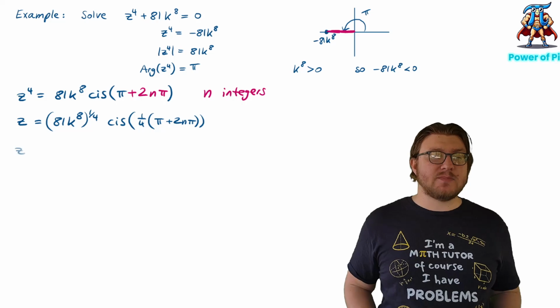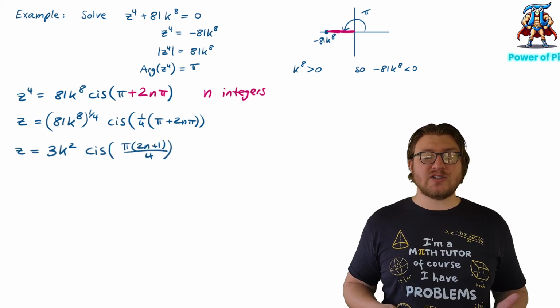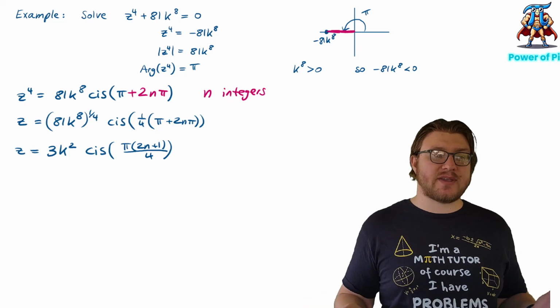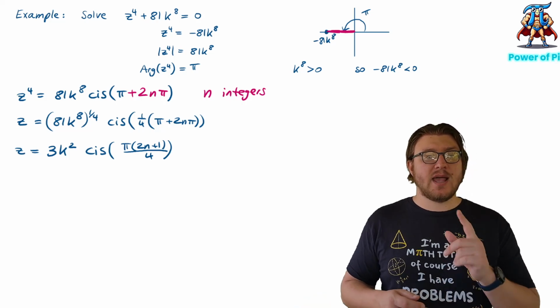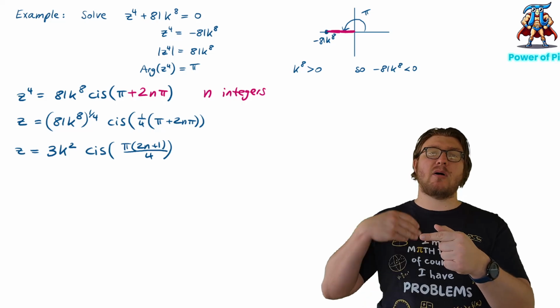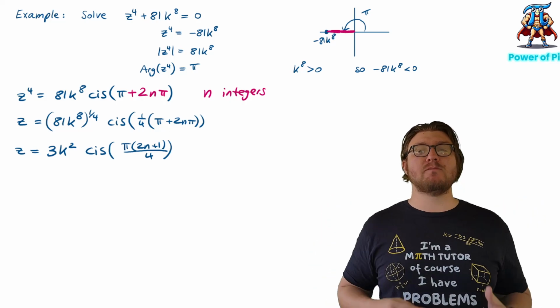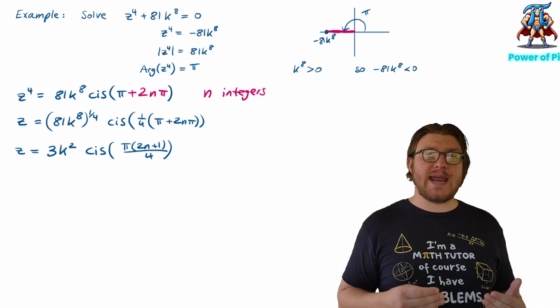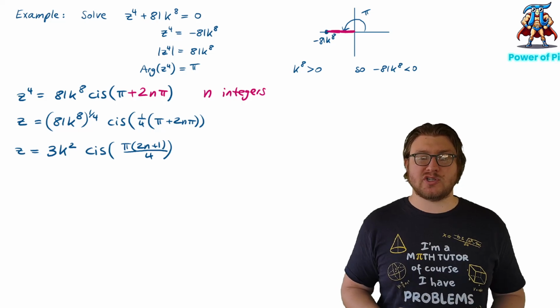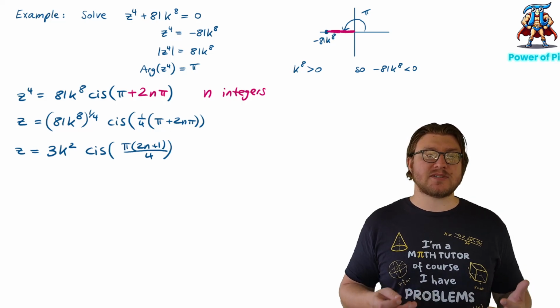Well, here we can simplify a little bit. 81 to the power of 1 over 4, just chuck that in the calculator, it's going to be 3. k to the power of 8 to the power of 1/4. What do we do if we have a power to another power? We multiply the powers. 8 times 1/4 is going to be 2. So we have 3 times k squared.